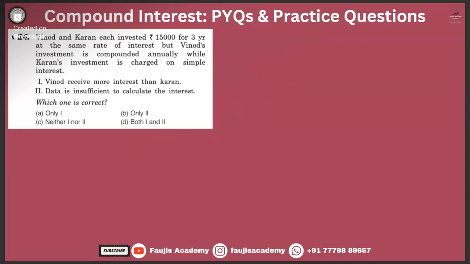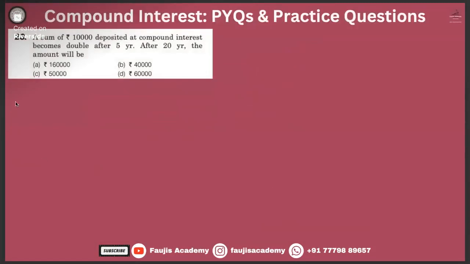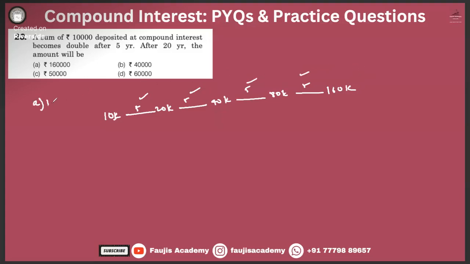Next question, easy one without using pen and paper. 10,000 deposited at compound interest becomes double in 5 years. 10K became 20K in 5 years. Another 5 years, it will become 40K. Another 5 years, 80K. Another 5 years, 160K. Which one is the correct answer option? Option A, 1,60,000 is your answer over here.